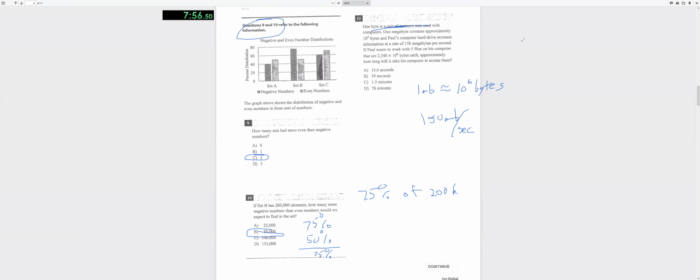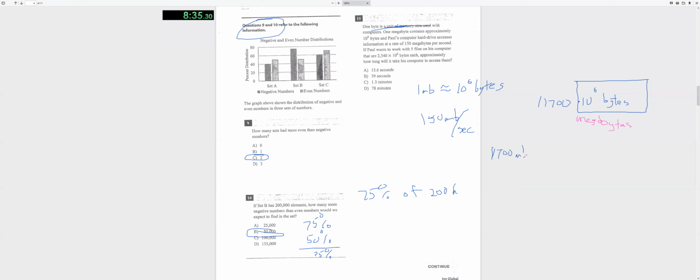Well, first of all, I'm going to multiply that by 5. So 2340 times 5 is 11,700 times 10 to the 6th bytes. And it asks how long will it take to access them? Well, we need things in megabytes, not bytes. And this right here is basically a fancy way of saying megabytes, because 1 megabyte is 10 to the 6th bytes. So it's 11,700 megabytes.